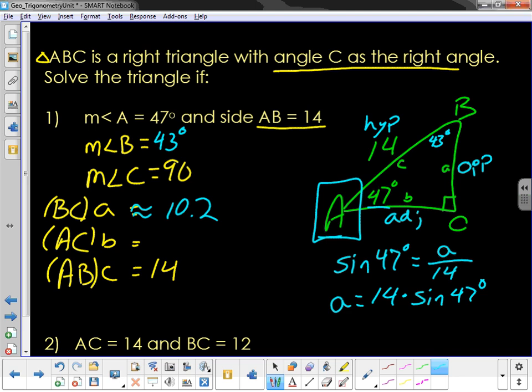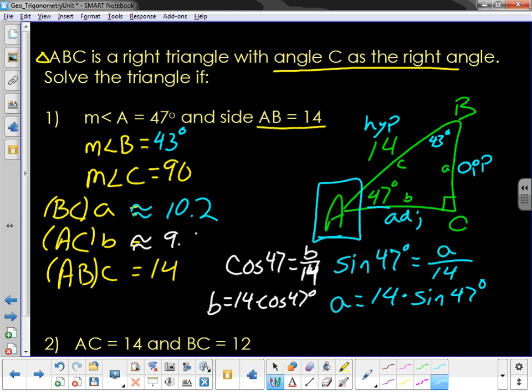Now, I could use that and the 14 and use Pythagorean theorem. But if I'm going to do that, I have to use the whole number in the calculator. Can't leave anything off. Rather not do that. So I'm thinking I'm going to go cosine of 47 degrees, which would be the adjacent side, B over 14. So again, if I want to find B by itself, I'm just going to multiply both sides by 14. So 14 times the cosine of 47 degrees. 14 cosine 47 gets me 9.54798. So side B is about 9.5.